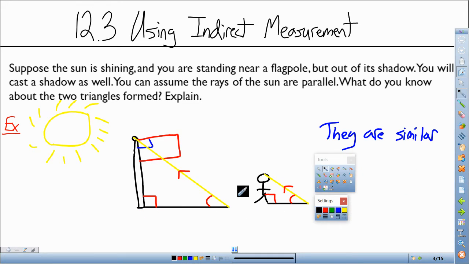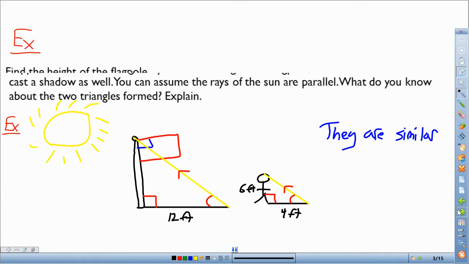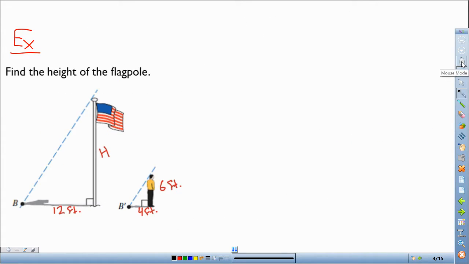If you're doing it, this is 6 feet, or a shadow's 4 feet. This one was what, 12 feet, I think it said. Okay, so with that, let's make our proportion here. So let's go ahead and do it. I'm going to start with the value that I don't know and its corresponding side. So h over 6 is going to be my first ratio.